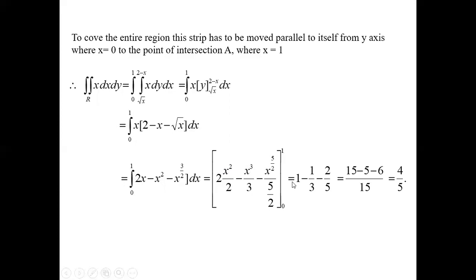So this 2 and 2 will get cancelled, becomes 1 minus 1 by 3 and minus this 2 will go in the numerator, becomes 2 by 5. Then 15 becomes your LCM. Then this becomes 15 minus 5 times of this minus 6 times of this, is equal to 4 upon 5. So the evaluation of this integral is 4 upon 5.